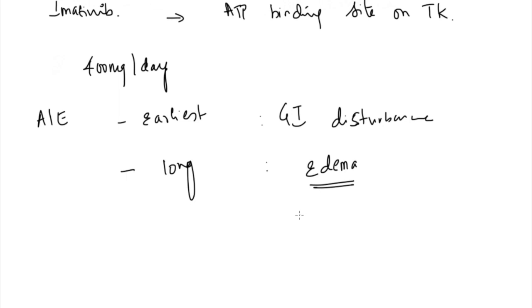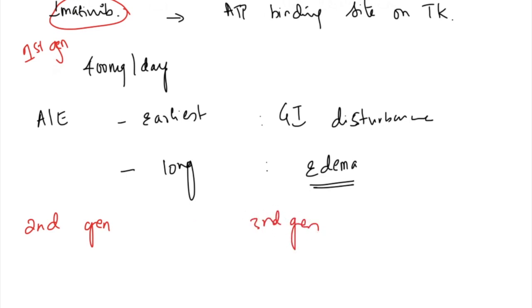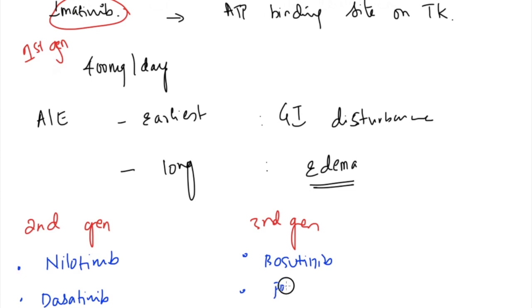Fine. So this drug is a first generation tyrosine kinase inhibitor. Then logically there will be more to this, that is second generation and third generation. So what are the drugs under second generation? We have nilotinib and dasatinib. Third generation, we have bosutinib and we have ponatinib.